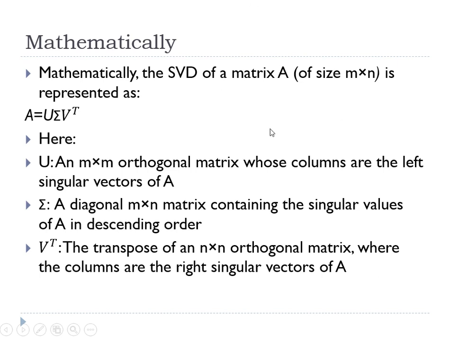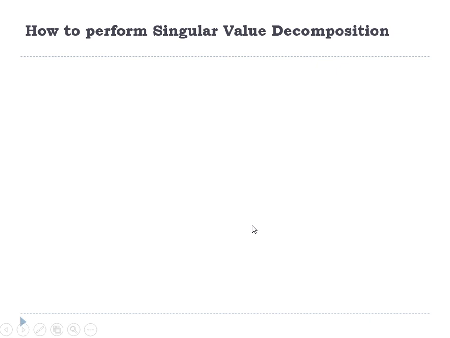What you have to note here is that SVD is just used for decomposition of a matrix A into these three different parts. The columns of U contain the left singular vectors of A, the columns of V transpose contain the right singular vectors of A, whereas sigma is a diagonal matrix which contains the singular values of A.